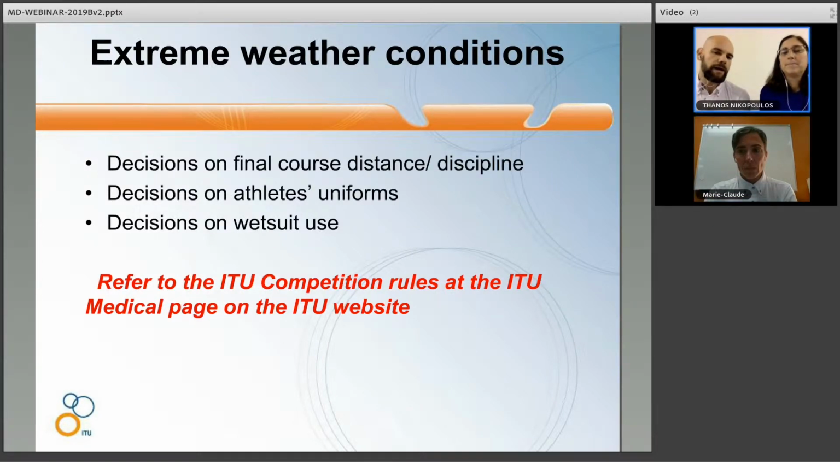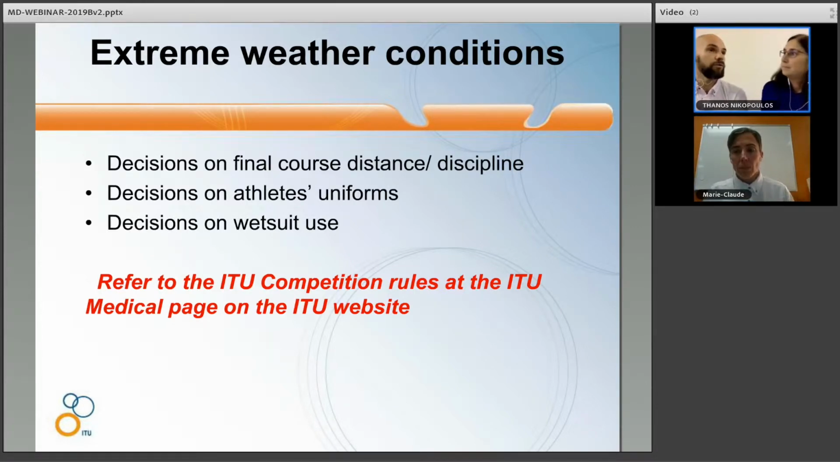So linked with extreme weather conditions, you will be asked to take some decisions that affect, first of all, the courses. For example, if we have changes in the water temperature, or even if due to differences in the current of the water, etc. So you as a medical delegate need to support a decision of altering the course.